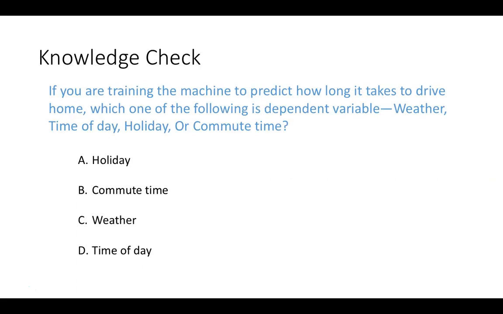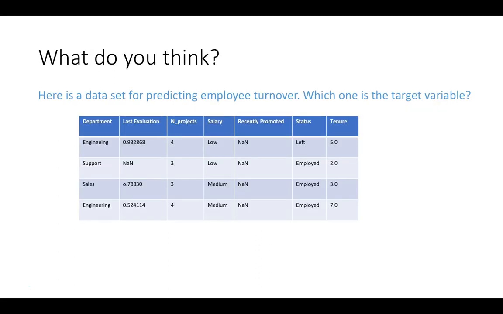So before we conclude, let us quickly do a knowledge check. If you are training the machine to predict how long it takes to drive home, which one of the following is a dependent variable? Weather, time of the day, holiday, or commute time? Hope you understood the question. You are building a system to predict the commute time. So what is your target variable? Yes, you are right. The commute time is the target variable. So let us go to another question.